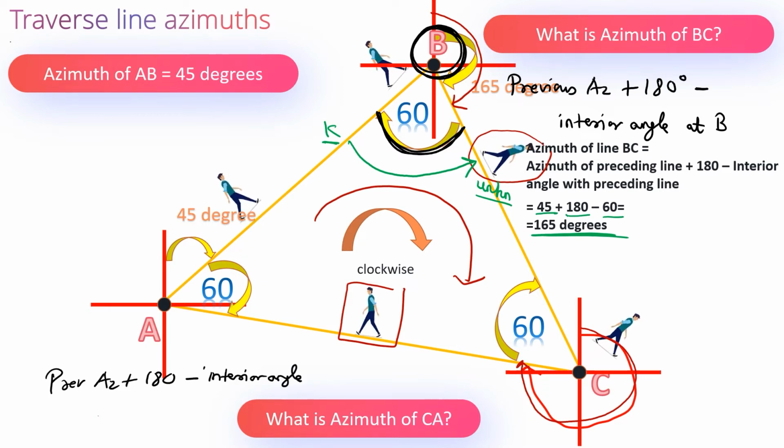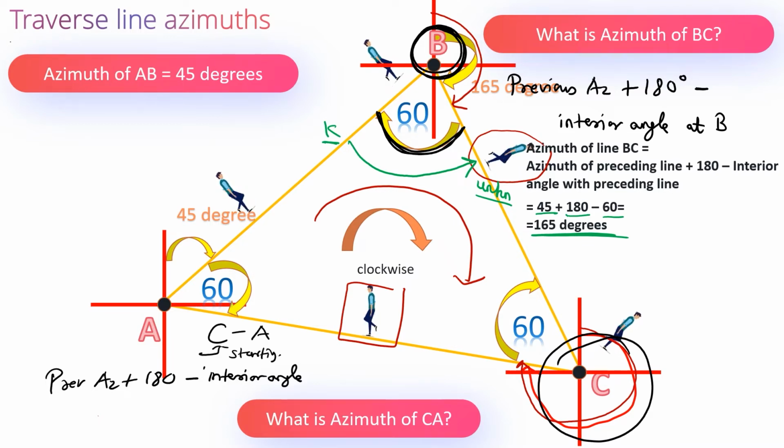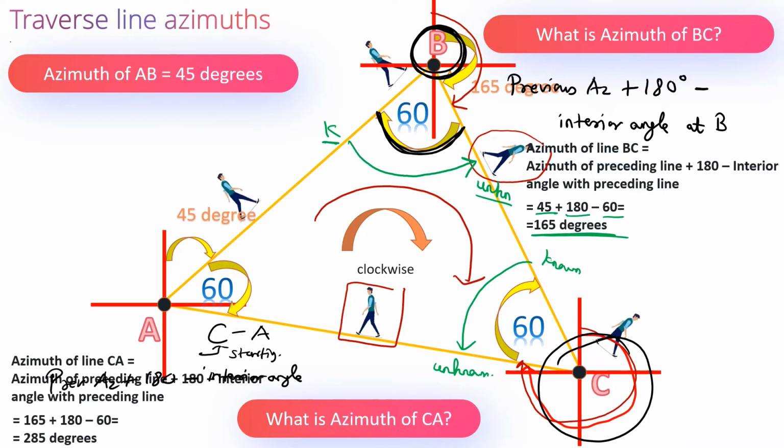So the interior angle, where? At this corner C, because the starting point of the line CA is C, right? This is the starting point. Or you can even do it like this. So this azimuth is known, right? Known line versus the unknown line. And if you do this, then 165 plus 180 minus 60 gives you 285. The azimuth of CA is 285 degrees.